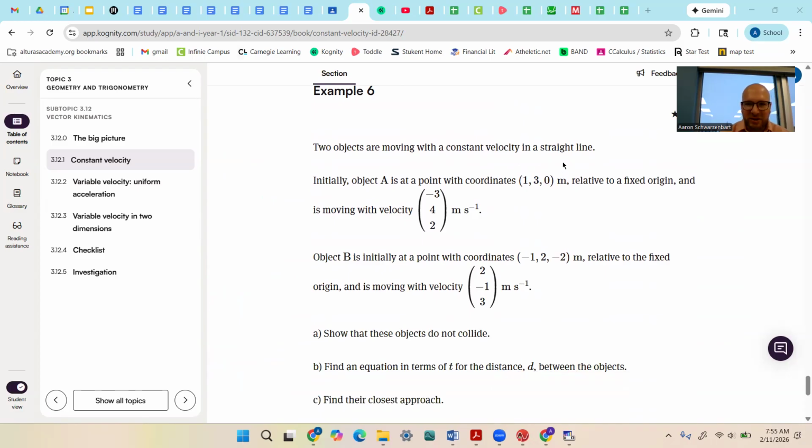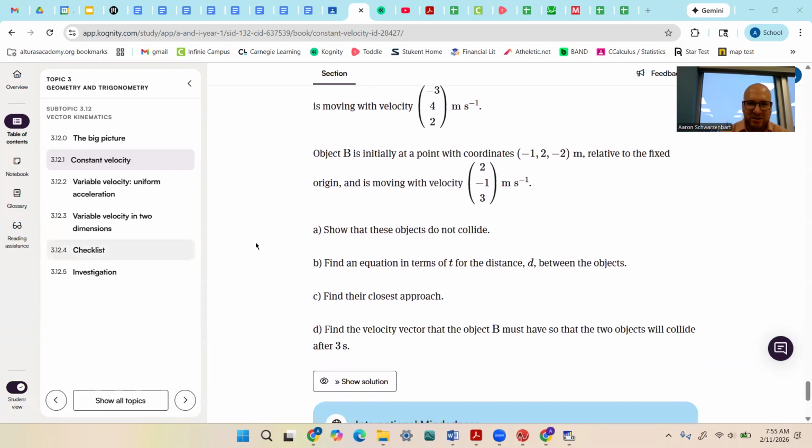Two objects are moving with constant velocity in a straight line. Initially object A is at a point with coordinates (1, 3, 0), relative to a fixed origin, and is moving with this velocity. Object B is initially at coordinates (-1, 1, -2), relative to a fixed origin, moving with that velocity. Show that these objects do not collide.